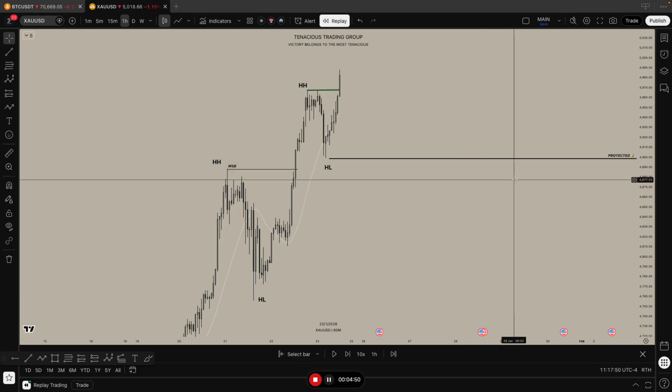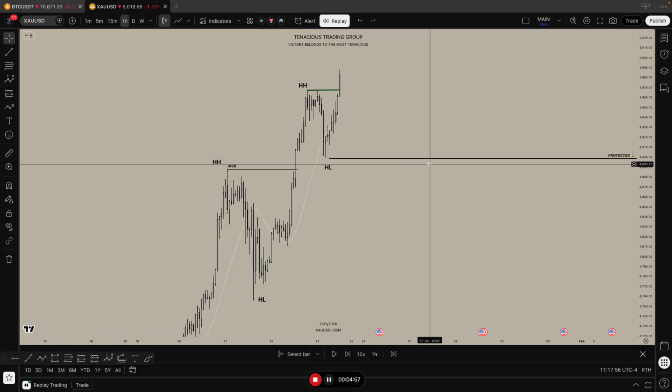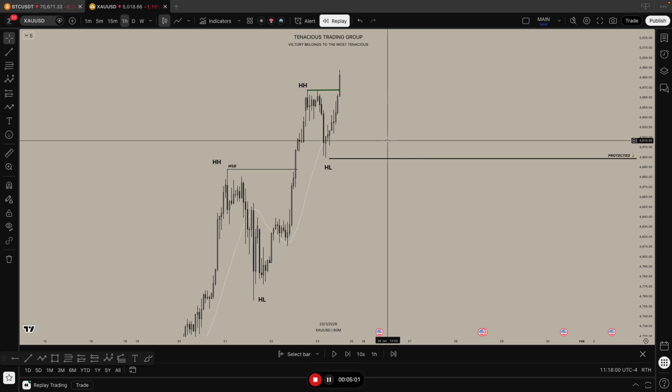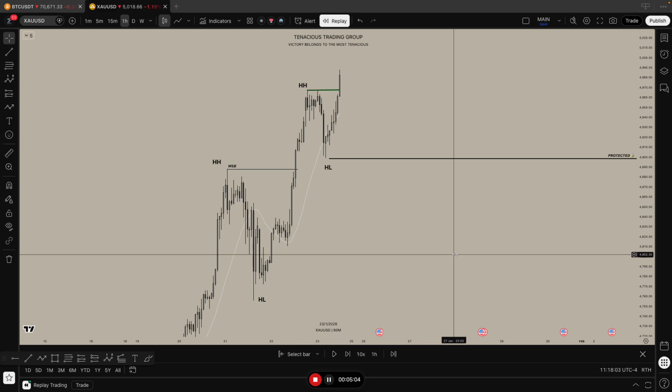Before I say that, the next stage will be areas of interest. We'll be looking at areas where price tends to bounce from or react from, and it helps us either push higher or lower.